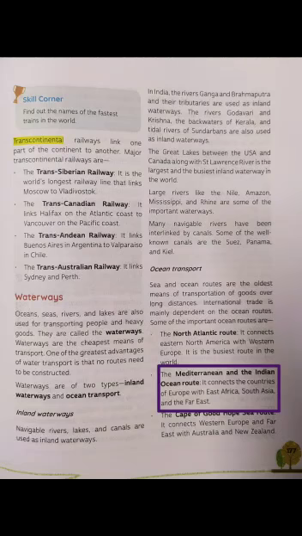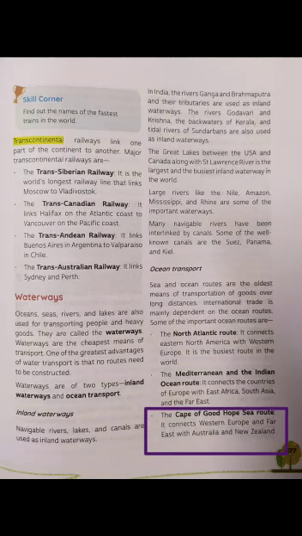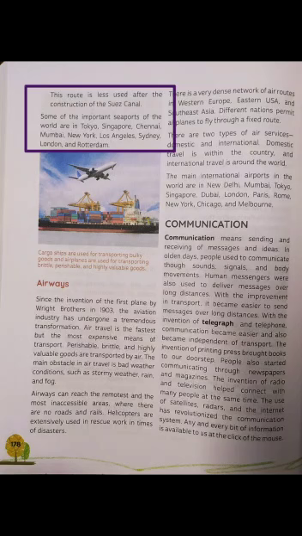The second is the Mediterranean and Indian Ocean route. It connects countries of Europe with East Africa, South Asia and the Far East. The third is the Cape of Good Hope sea route. It connects Western Europe and the Far East with Australia and New Zealand. This route is less used after the construction of the Suez Canal.